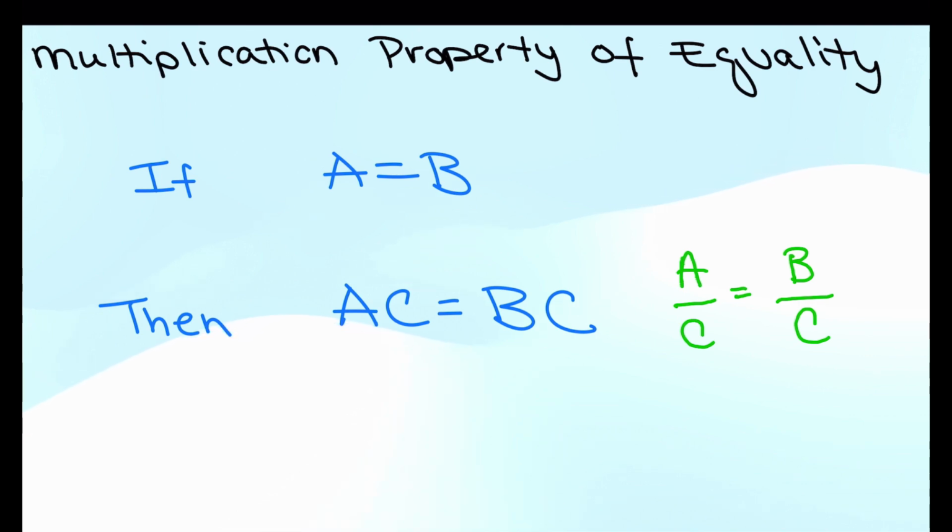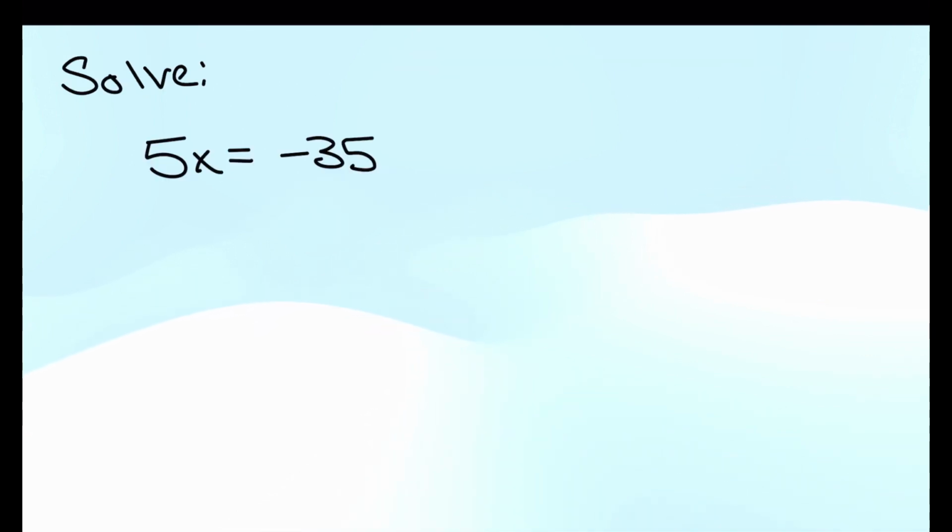All right, how does this work with an example? Here's an equation. 5 times x equals negative 35. I want to isolate the x. I want to get the x by itself. I have to get rid of the 5. Notice in this problem, there's no symbol between the 5 and the x. That means they're being multiplied. The opposite of multiplying by 5 is dividing by 5. So I'm going to divide both sides by 5.